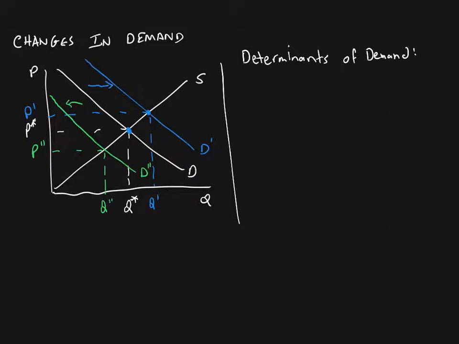And we will briefly touch on some of those determinants. The reason why they're called determinants is because they determine where the demand curve sits in the price quantity space. That is, where it sits on the graph. So what are some of the factors that affect how much buyers want to buy? Well, one factor is just the tastes and preferences that buyers have.